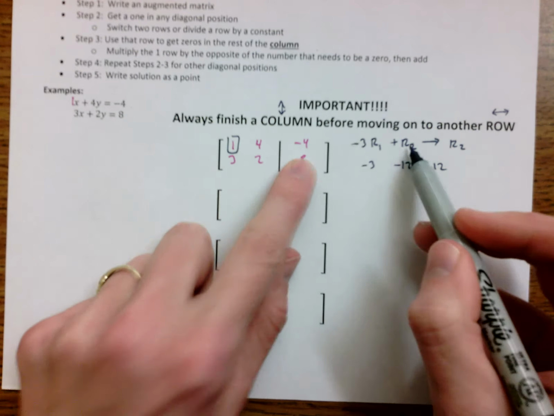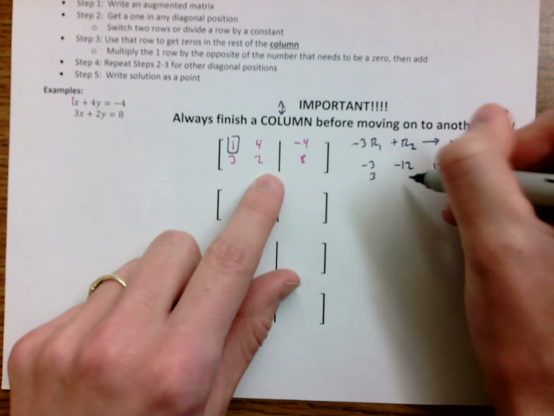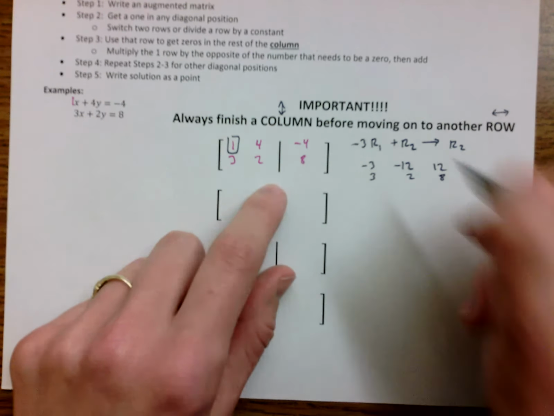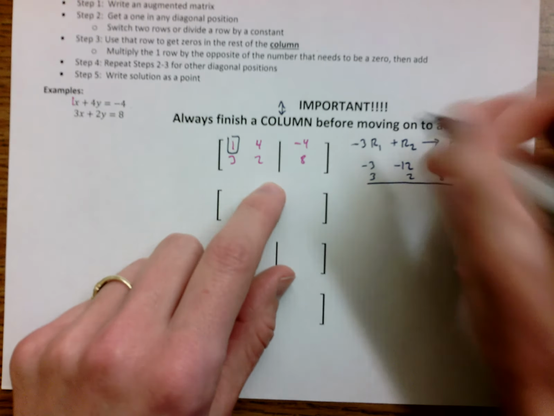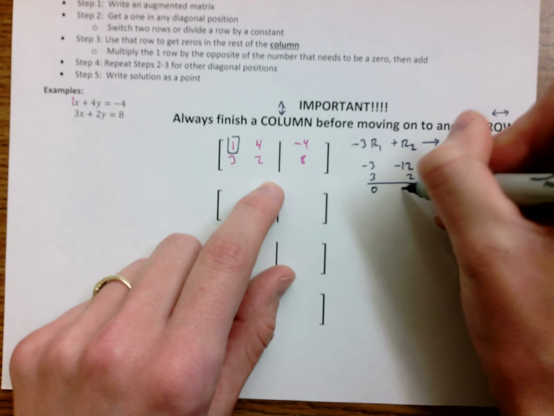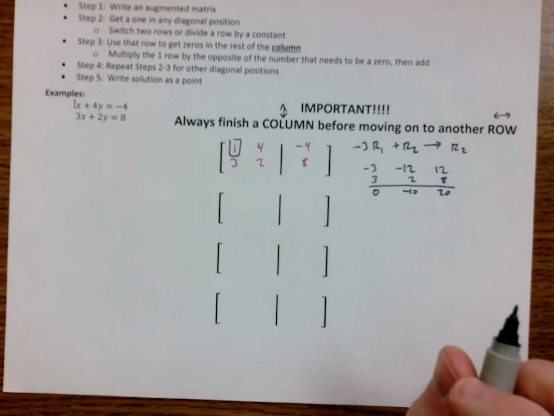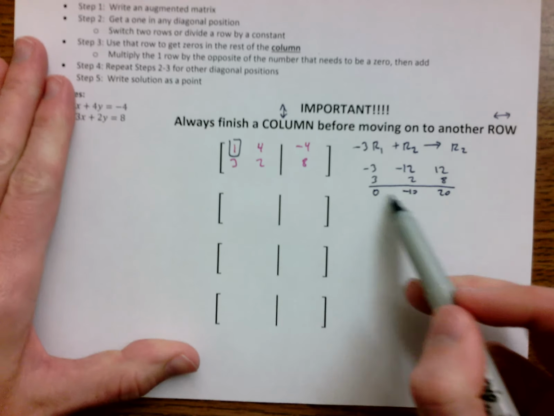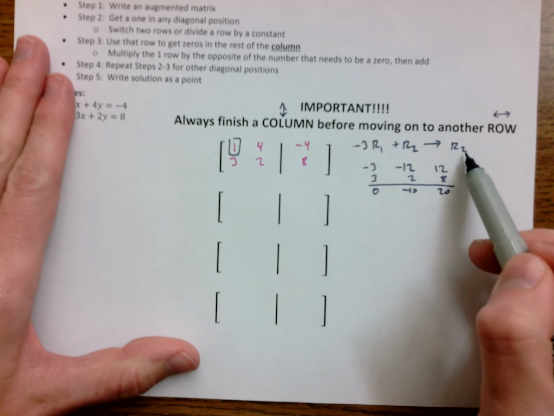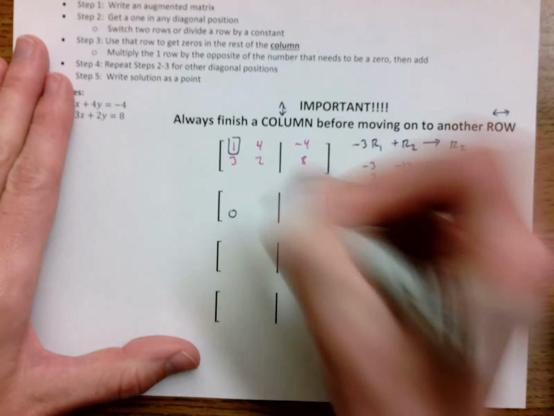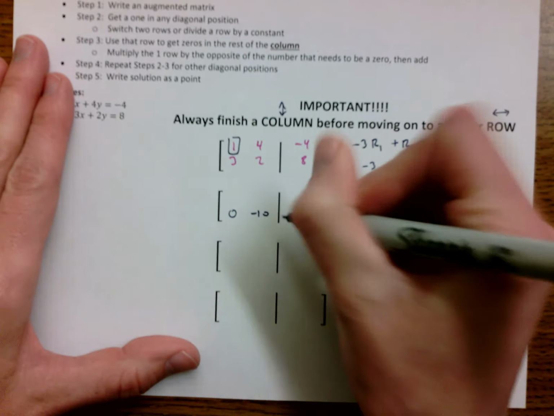And I said I was going to add it to row 2, so I'm just going to copy that below. There's just row 2 again. And we said we were adding them together. So these will add to 0. This is going to add to -10, and that's going to add to 20. Okay, so this is going to be what my new row is, and we said we were going to put it in row 2. Okay, so this is now going to go down the bottom.